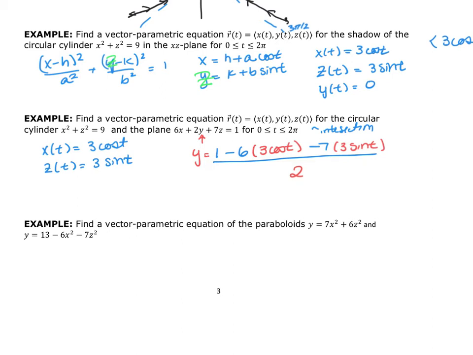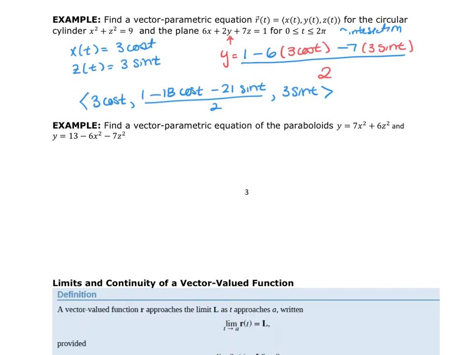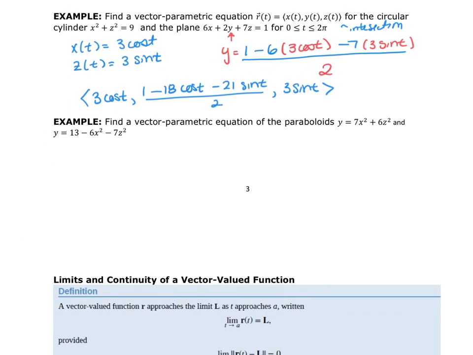So my answer now is 3 the cosine of t, 1 minus, let's go ahead and do that multiplication, 18 the cosine of t, minus 7, let's do that multiplication, 21 the sine of t, divided by 2, comma, and then my last one is 3 the sine of t. So that's a vector value function for the equation of these two when they intersect.